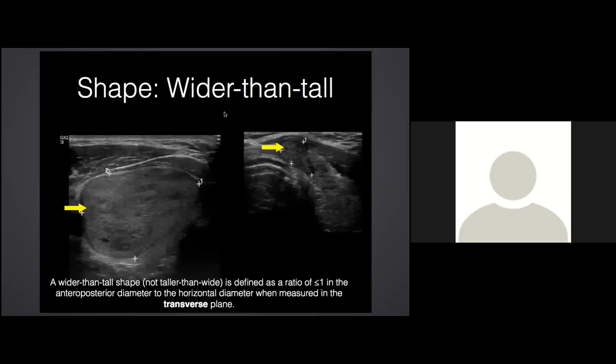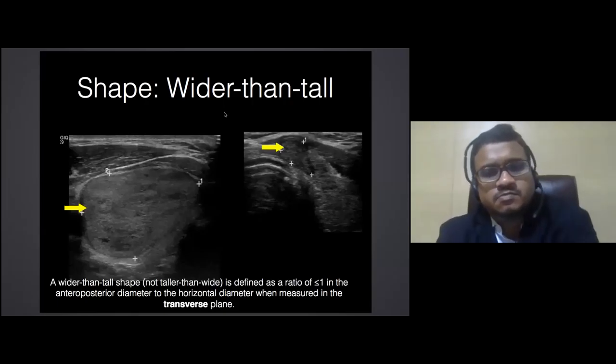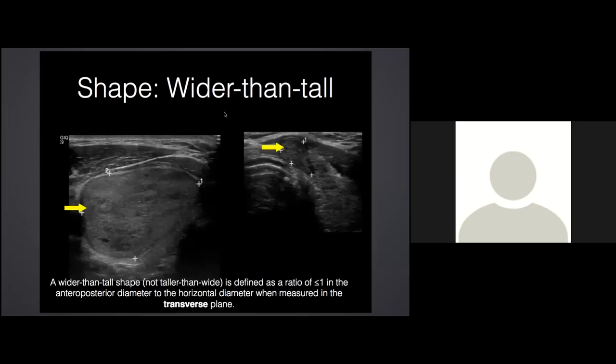So again, shape: wider than tall. Wider than tall is generally considered more benign. A wider than tall shape is defined as a ratio of less than 1 in the anteroposterior diameter to the horizontal diameter when measured in the transverse plane.